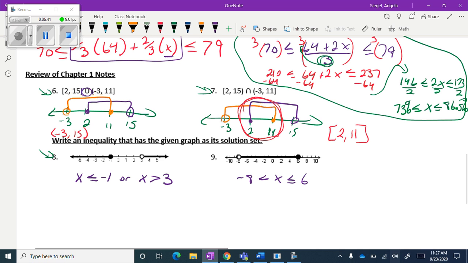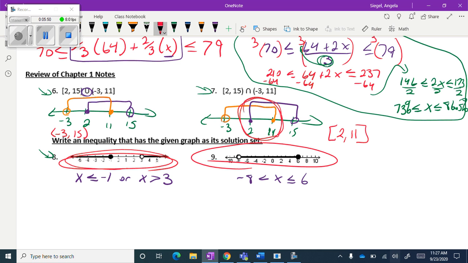Down here, notice that this is an or because there's two separate pieces that are not coming together. And number 9 is an and, or an intersection, same thing, because they are coming together. So if you remember that from Unit 1, you are going to do awesome on that part of the test. Thanks a lot, guys.